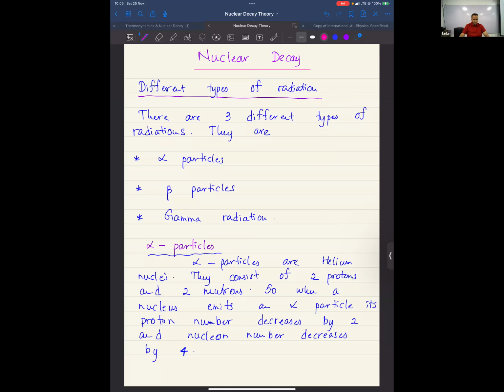There are three different types of radiation, full stop. They are alpha particles, beta particles, and gamma radiation.